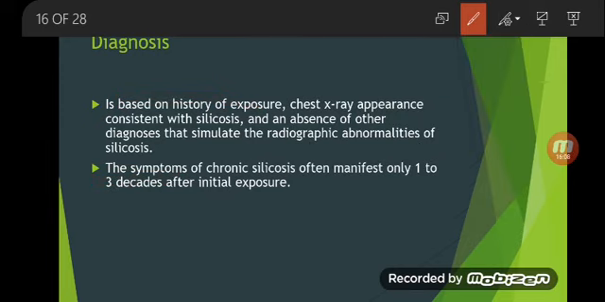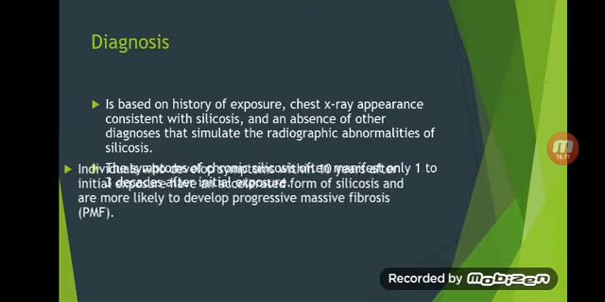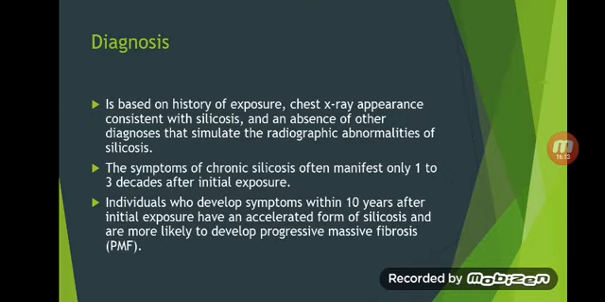Individuals who develop symptoms within 10 years after the initial exposure may have an accelerated form of silicosis and are more likely to develop progressive massive fibrosis, which is a complicated chronic silicosis. So a 10-year period for development of symptoms after the exposure is a poor prognostic sign.